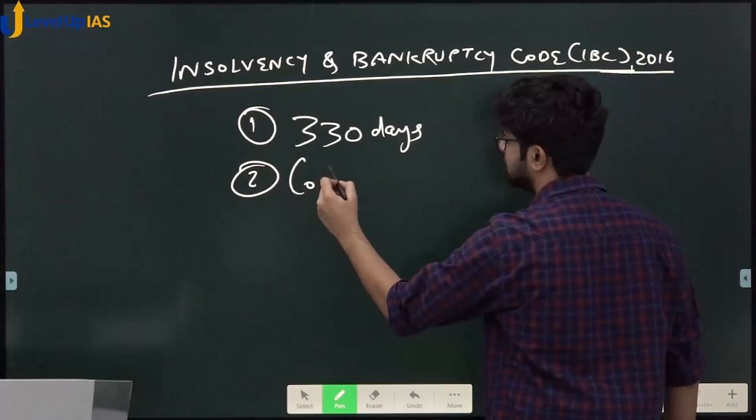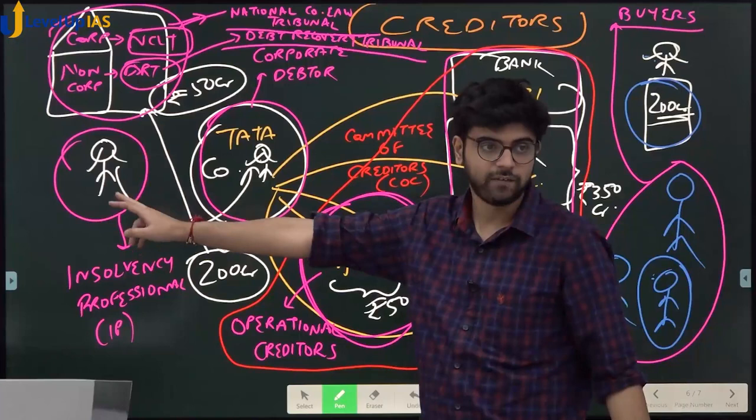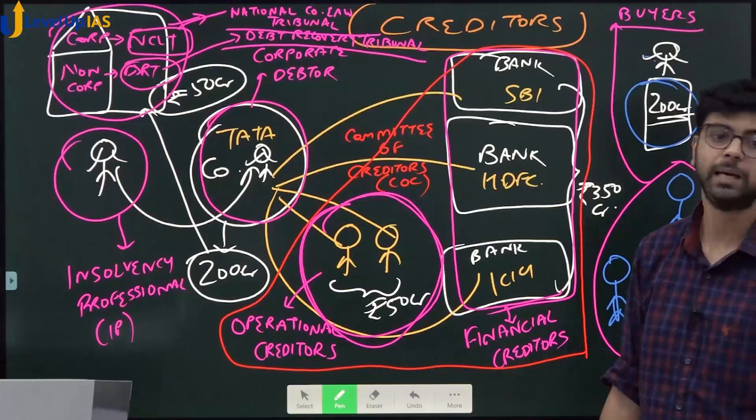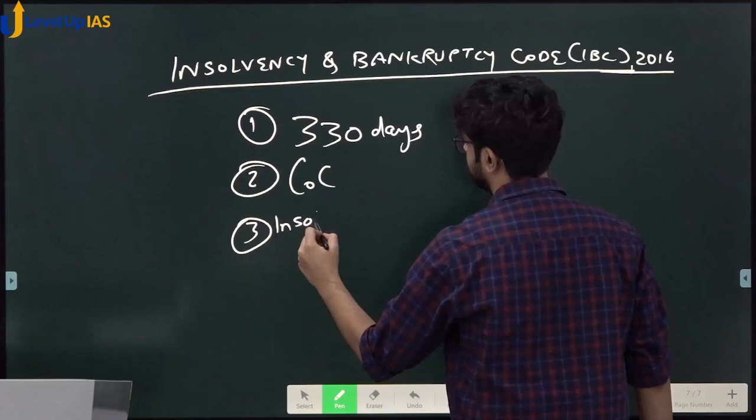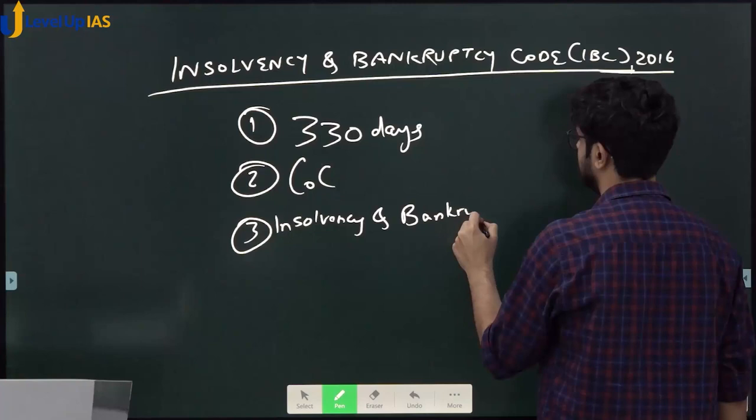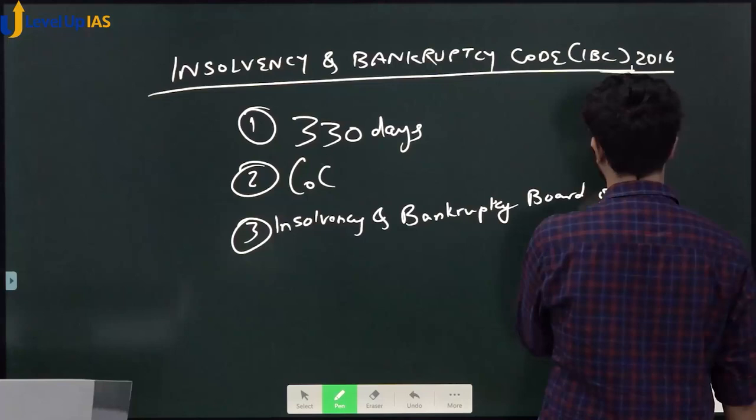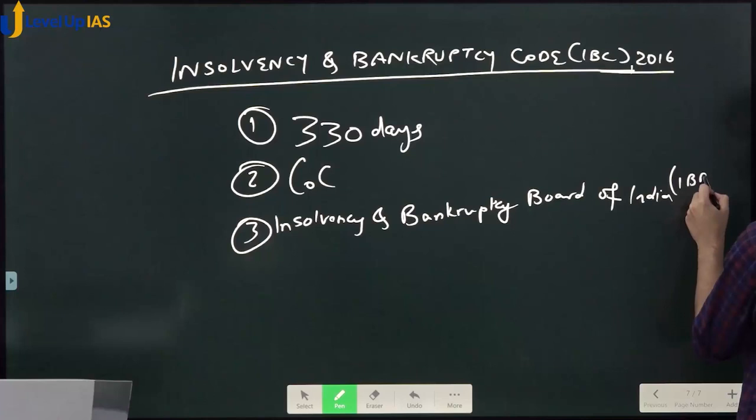Second, I hope you know about committee of creditors. Okay? Committee of creditors. This person, insolvency professional, he is governed by the Insolvency and Bankruptcy Board of India, IBBI. He is governed by Insolvency and Bankruptcy Board of India, IBBI, they call it. Right? Okay?